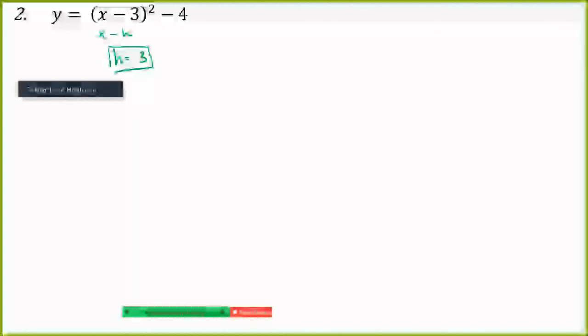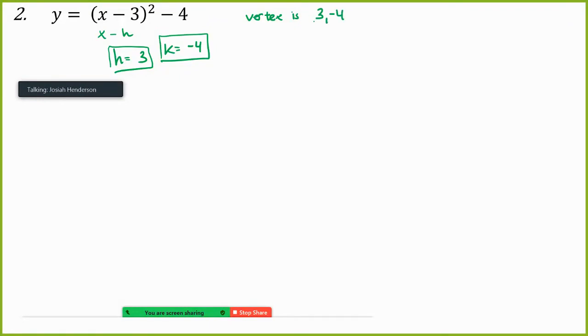Take k at face value. So that's going to be -4. K is -4. So together, that's my vertex, (h, k), (3, -4). And that's where we want to anchor our picture, our graph, at (3, -4). That's why we want to find that first.